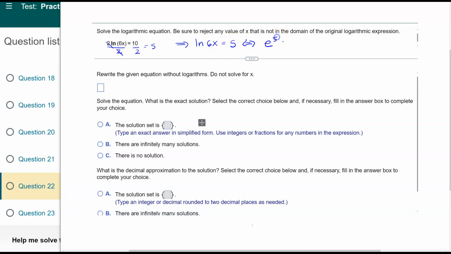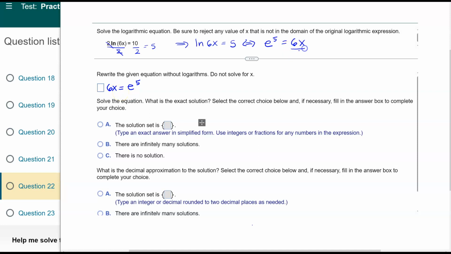So e to the 5th is equal to the expression there, 6x. So that is what you're going to write here. You're going to write 6x is equal to e to the 5th, or you can write e to the 5th is equal to 6x. That is your equation. Next, what is the exact solution? Then that means you just have to solve for this equation here.